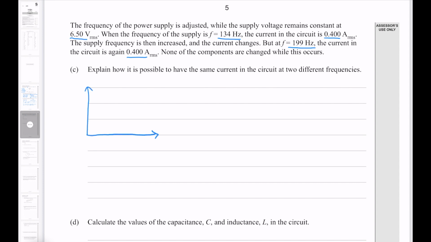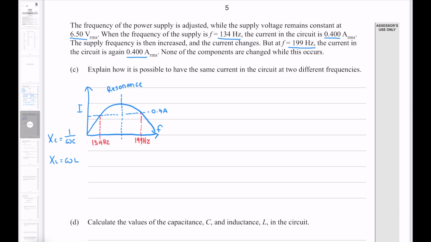And so for an LCR circuit, resonance occurs at our resonant frequency right here, which represents a maximum in current. Since this is a maximum, our current is symmetrical about this line, which means that our 0.4 amps is going to be somewhere like here, which means that our 134 Hz is going to be here, and our 199 here. Now, the reason we have this shape of distribution at all is because the frequency dependence of our capacitance and inductor reactances are inverse to each other.